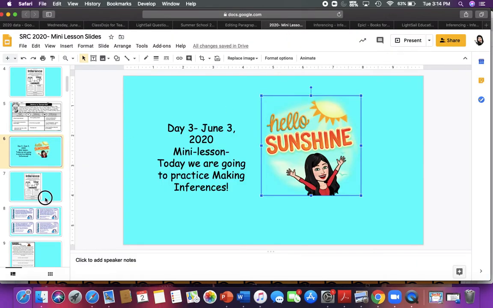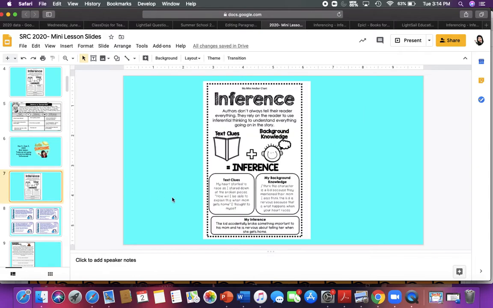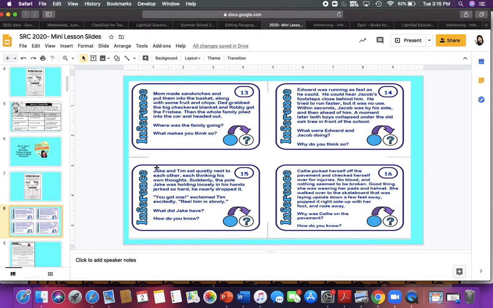Okay, and again, we are making inferences today as well. So authors don't always tell their reader everything. They rely on the reader to use inferential thinking to understand everything going on in the story. Again, that's text clues, so what's in the text, along with your background knowledge or schema, and that's how you make an inference. I have some task cards here that we're going to go over at this time.